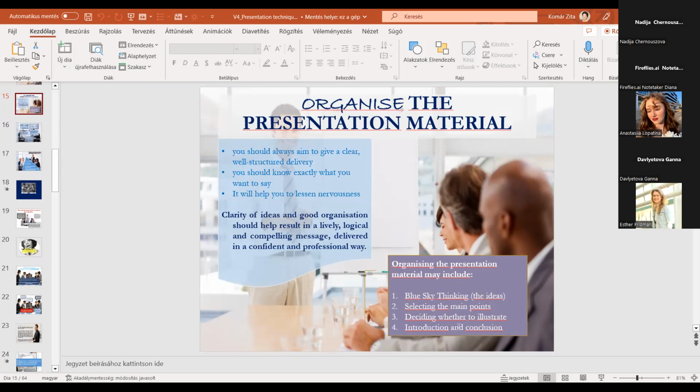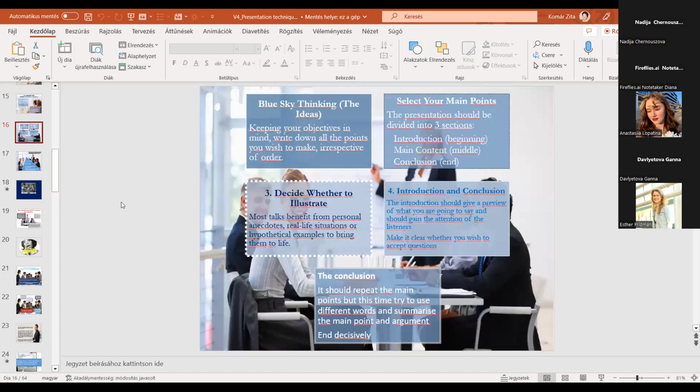There is another technique which pays attention to the beginning and the ending of the presentation to have the maximum impact. The first impression is really important, and the last impression, like how you end the presentation, is important as well. So this is another technique that really focuses on the beginning and the ending. There's the blue sky thinking and so on. I would like to show you these.